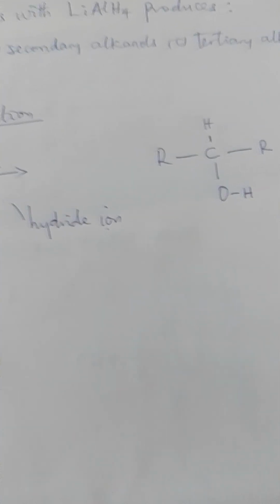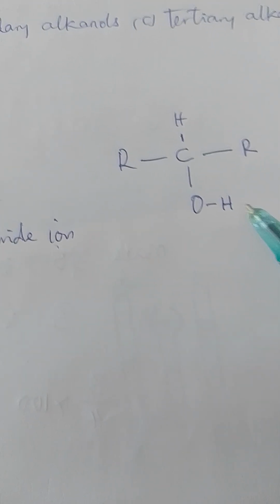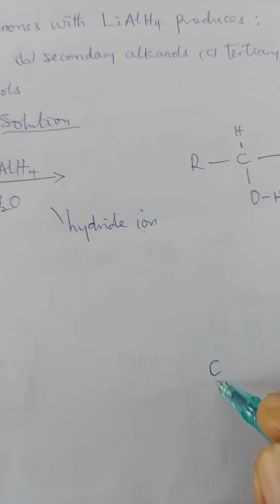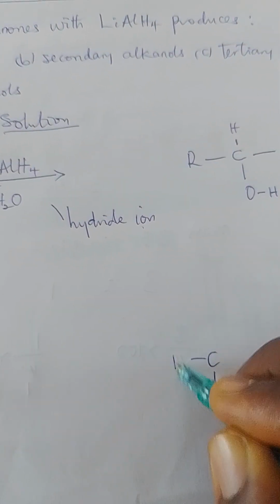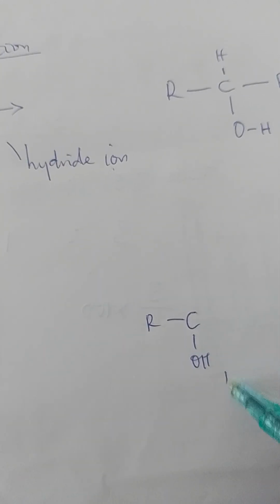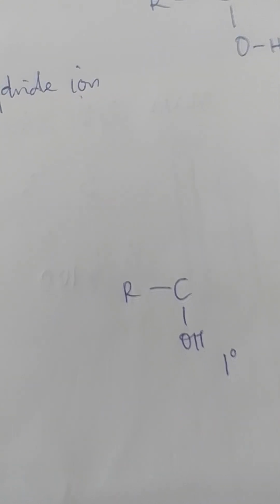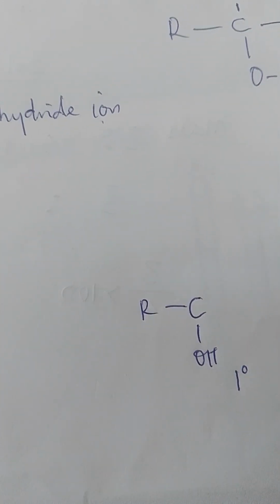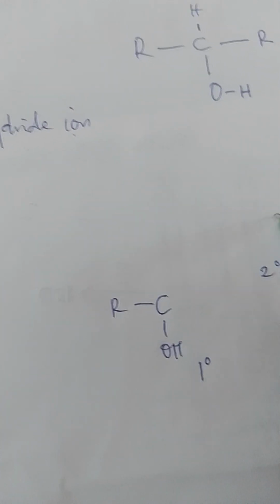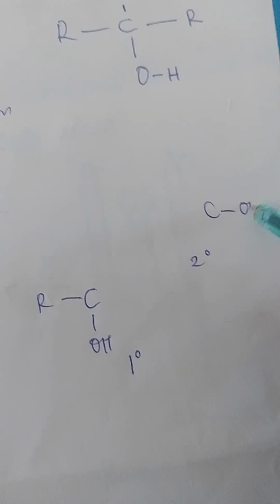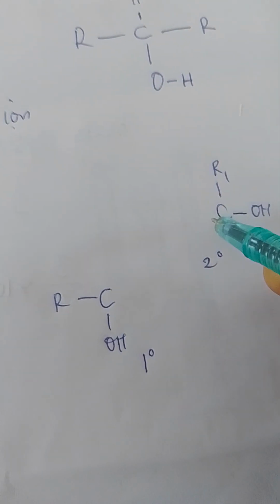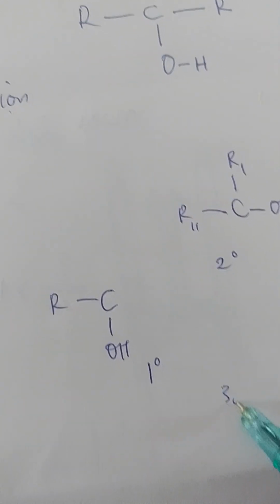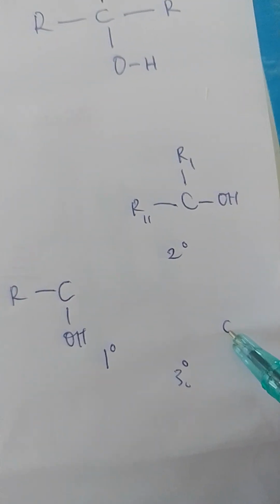So now, what do you have here? Remember, primary alkanol is when the carbon atom bearing the OH has only one alkyl group. That is primary alkanol. I've done this before. If you have not seen the video, you can scroll up to see it or scroll down. Then, secondary alkanol is when the carbon atom bearing the OH group is attached to two different alkyl groups.